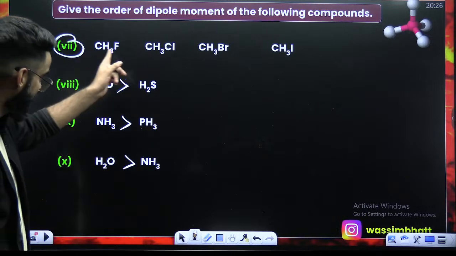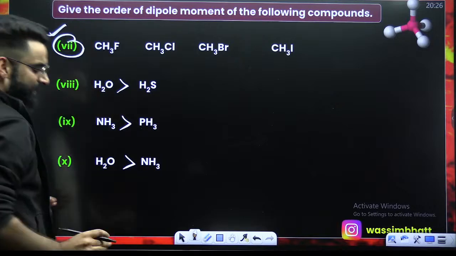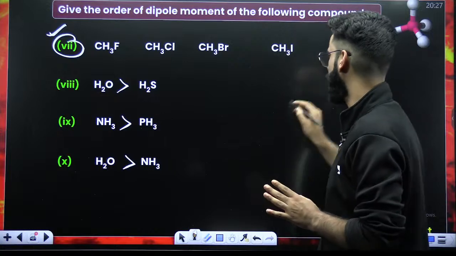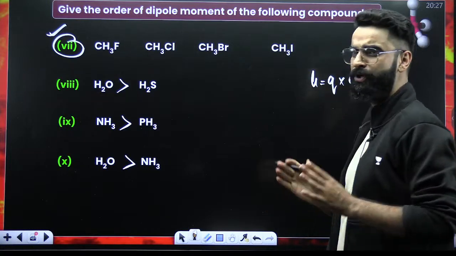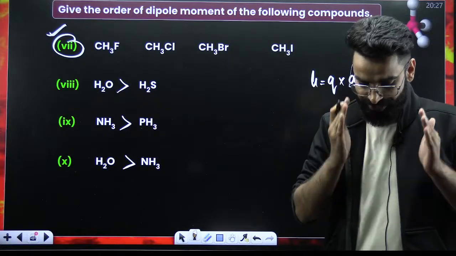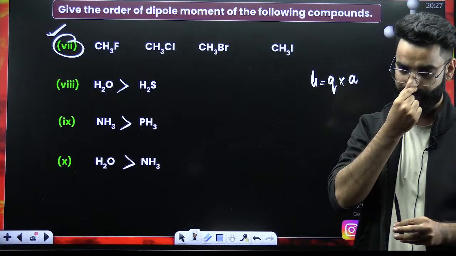Look at the first case. Remember this separately. My dear students, till now we were basically comparing the dipole moments. Since dipole moment is basically Q multiplied by A. And I told you, more the electronegativity difference between the atoms, more the charges on the atoms, more the dipole moment. Something which I told you a few minutes back.